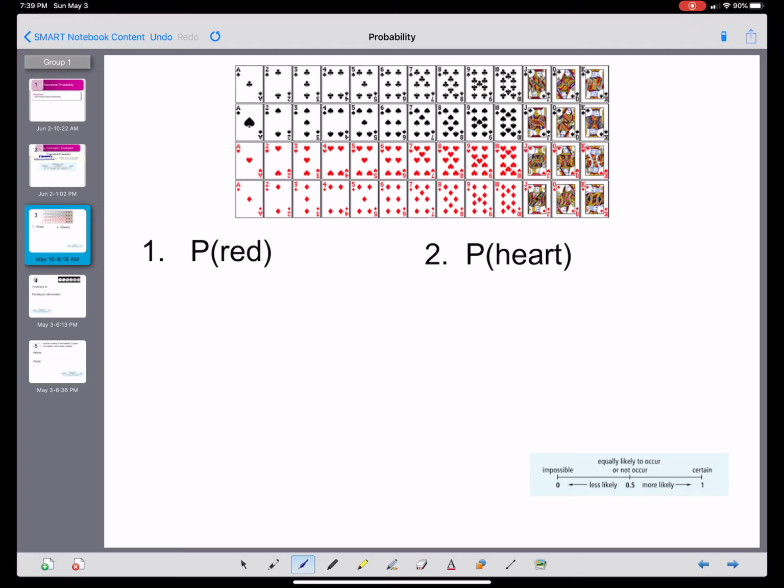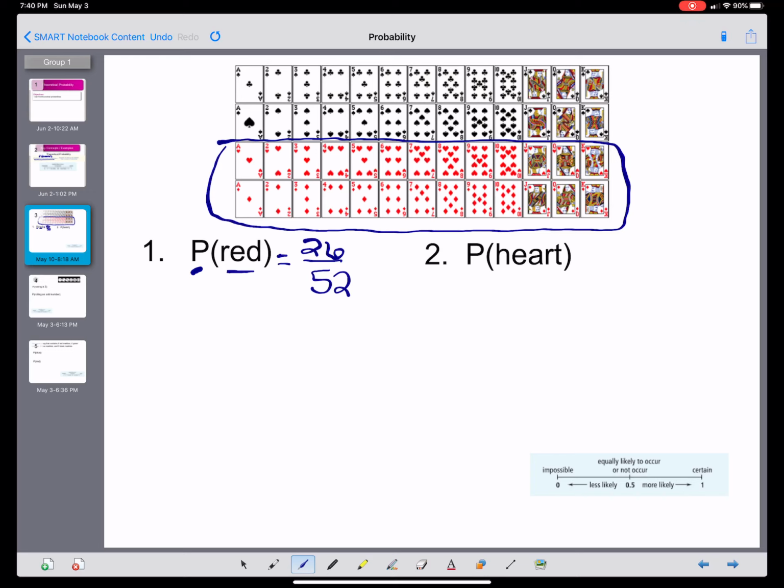So you have here a deck of cards. The question says, what is the probability of pulling out a red card? The first thing we need to do is find how many red cards there are. These are all my red cards, and if you add them all up, it adds up to 26. There are 26 red cards. How many total cards are there? The total amount of cards in a deck of cards is 52.